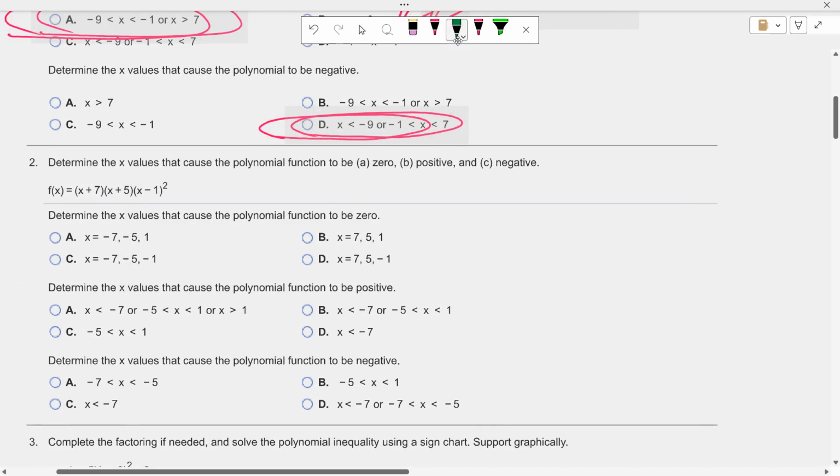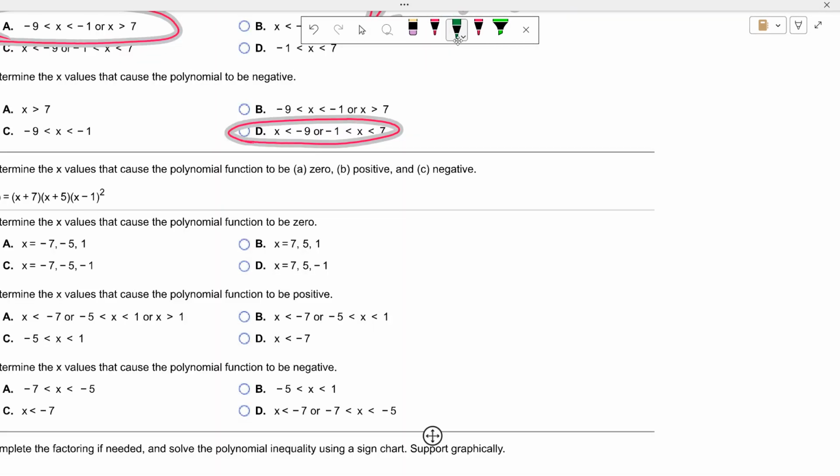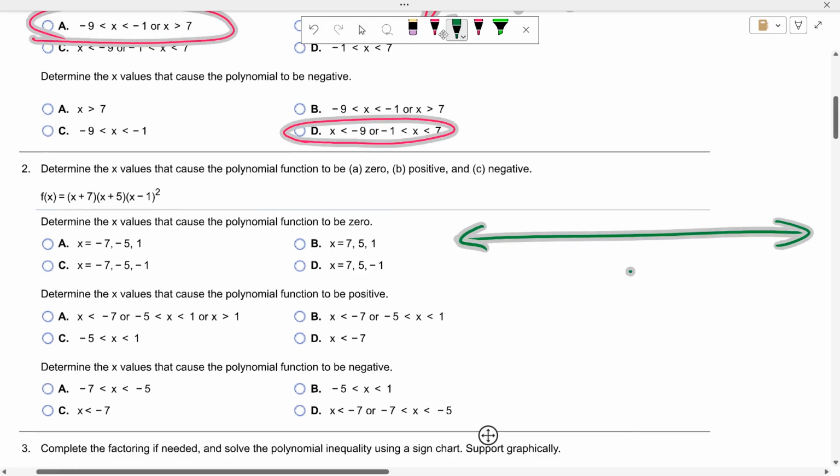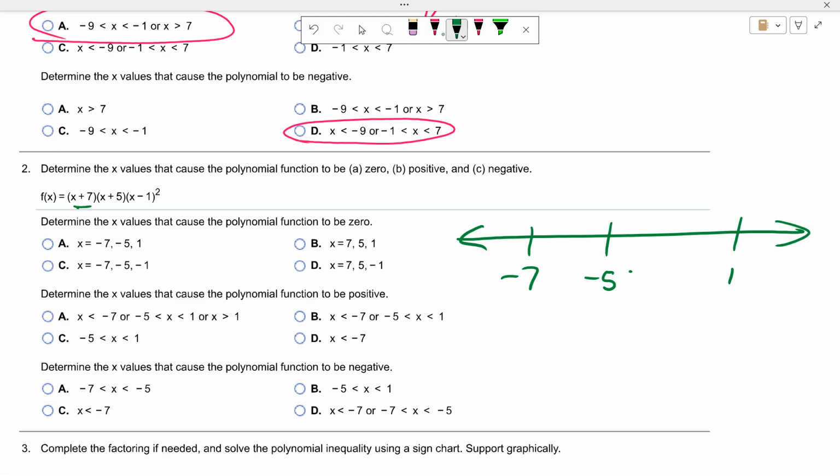Another graph. Whoops. Another graph. Boom, boom, boom. All right, so our roots here are -7, -5, and a +1. Correct? Okay. So, what's a number less than -7? Less than -7.